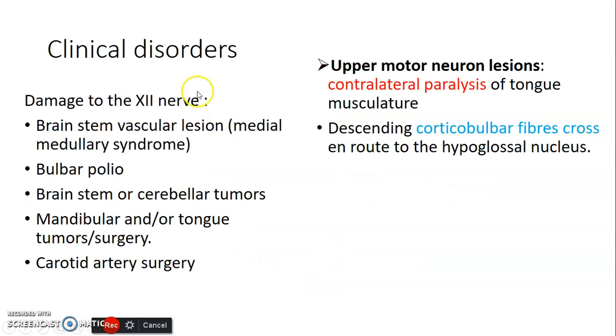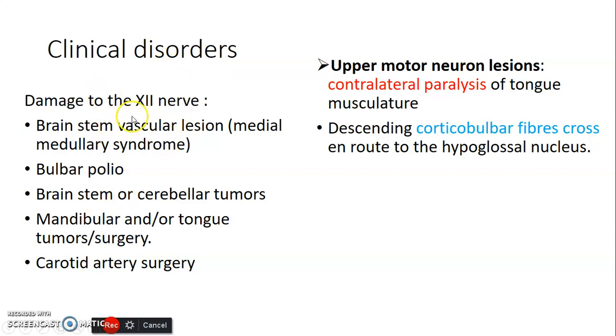So what are the clinical disorders of the hypoglossal nerve? When you damage the hypoglossal nerve, the damage can be caused by vascular lesions of the brainstem, polio, tumors within the cerebellum, tumors of the brainstem, surgeries of the tongue and the mandibular region, and surgeries of the carotid artery in the neck. So all these can damage the hypoglossal nerve. You need to know the cause of the nerve damage, then you can easily figure out the site of injury.